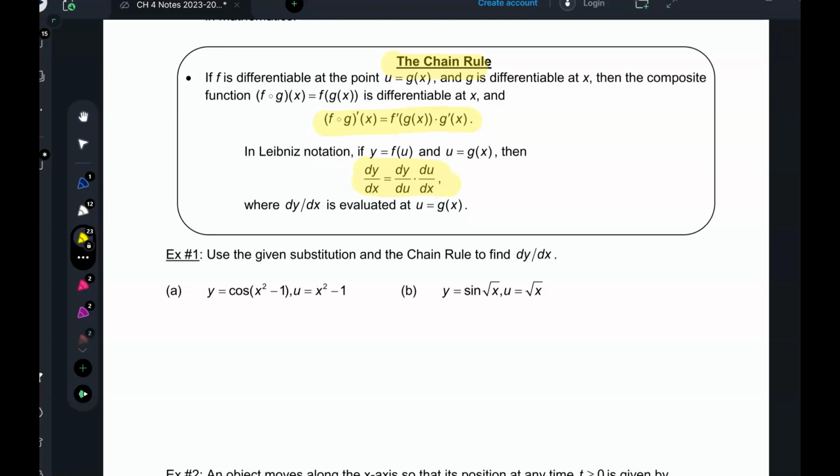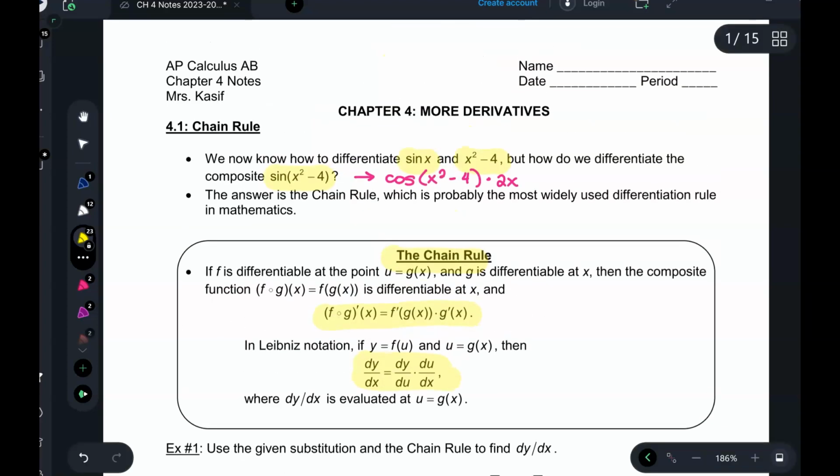When I look above, do we say sine times x squared minus 4? Sine of. So it's when f of g of x. It's like the function of. Yeah. So remember the little circle means f of g of x.